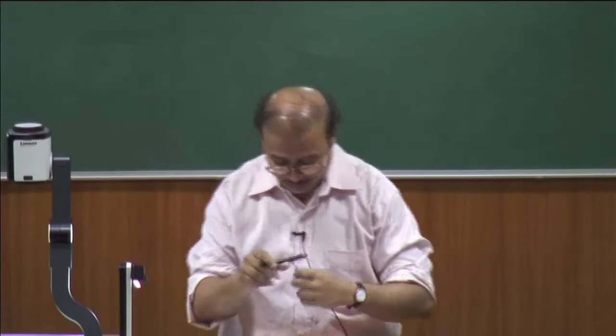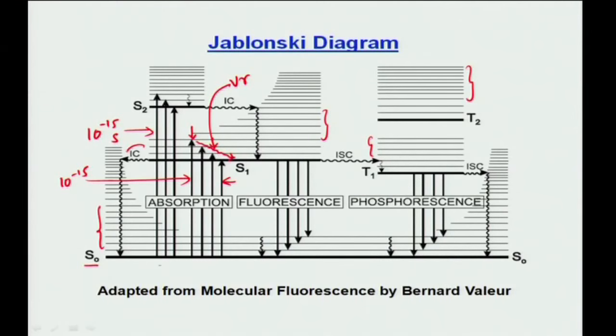Now look at this process, this IC. What is the full form of IC? Internal conversion. Where does internal conversion occur? Between which two states? Between two electronic states, right? Either S1 to S0 or S2 to S1. But look at this. The internal conversion is again a non-radiative pathway. See, whatever wiggly lines you have, these all refer to non-radiative pathways. That is the importance of the wiggly lines.